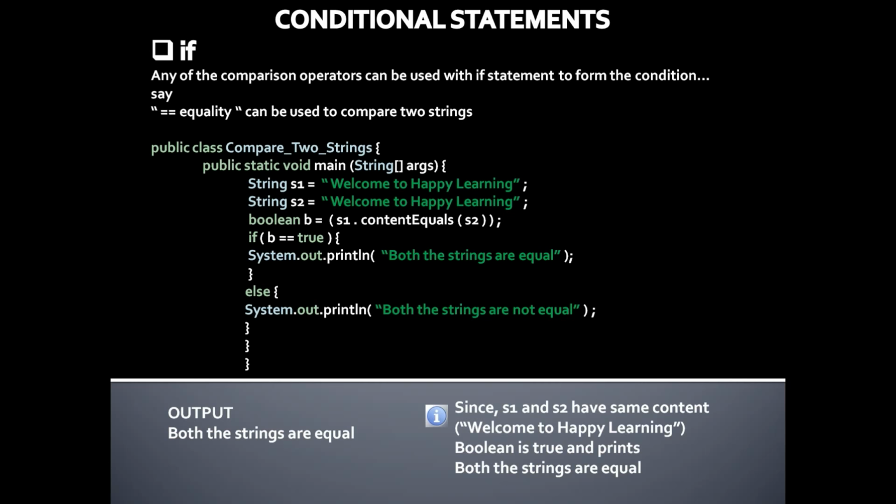Here is an example. Equality can be used to compare two strings. Boolean is true since S1 and S2 have same content. Output of the program is both the strings are equal.